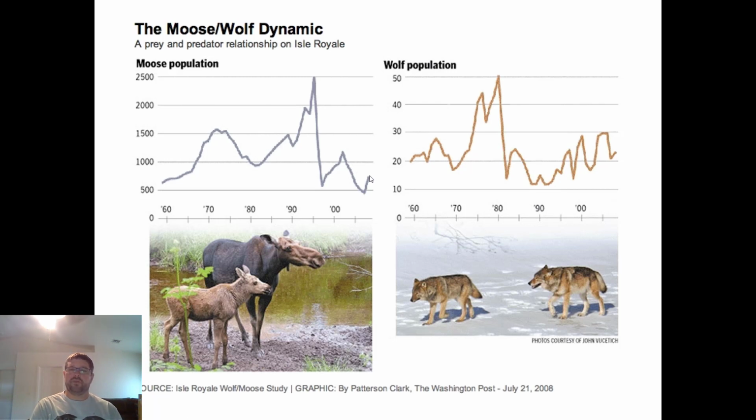So this is not a predator prey cycle that we see when we look at lynx and hares. Okay? So they're not mirroring each other. It's not a direct relationship between the predator and the prey. The wolves are not driving the moose population down, and then that in turn is not causing the wolves to die out. There's something else going on, a lot of something else going on.